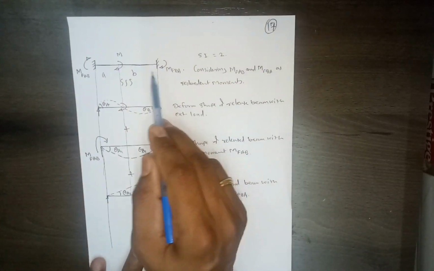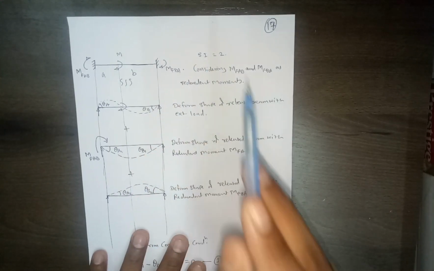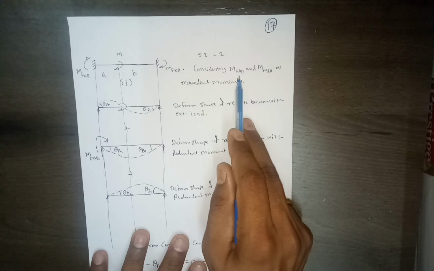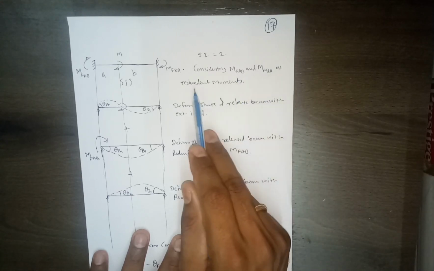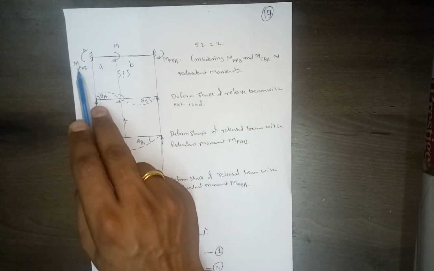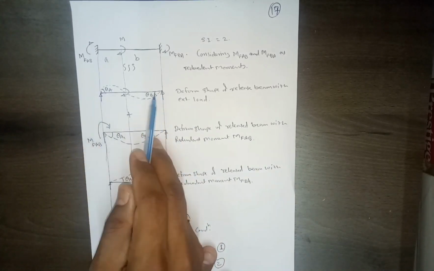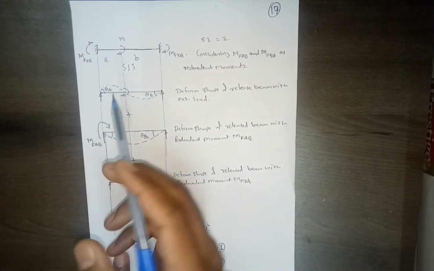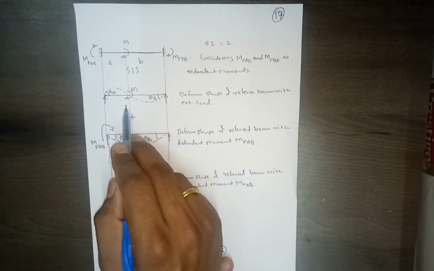Again, this problem has static indeterminacy of 2. So considering MFAB and MFBA as redundant moments, we can release this beam. So we have to remove these two moments, then you'll get this released beam, and then the actual load M is acting, the M moment is acting on the beam.